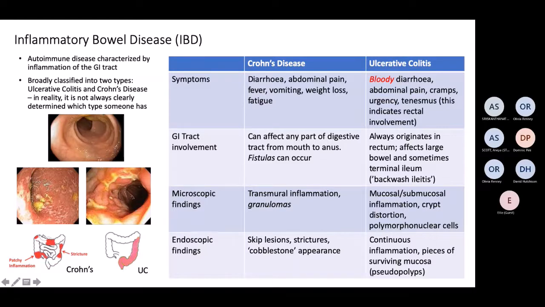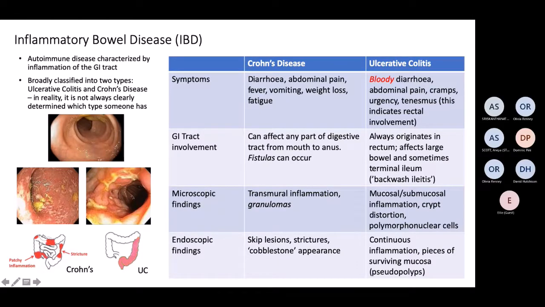But broadly for your exams, the main difference between the two: Crohn's is more associated with upper GI symptoms because it can affect the entire GI tract from the mouth to the anus. So as well as diarrhea and abdominal pain, you're more likely to have vomiting, weight loss and fatigue. That's related to both the inflammation that's going on, but also the fact that it affects the small intestine and can affect absorption in those areas, particularly higher up in the small bowel.